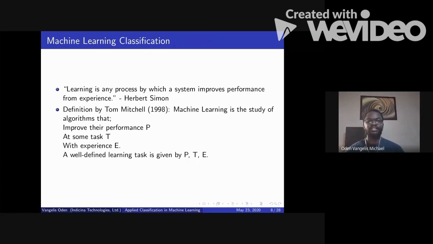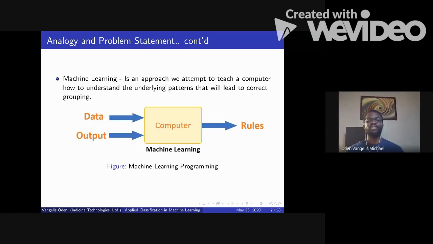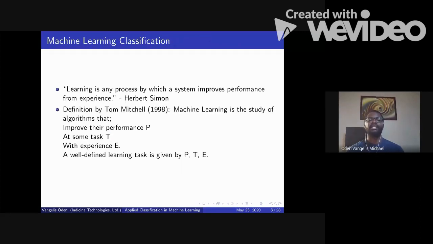So what is machine learning classification then? First of all, we need to understand what learning is before we can understand what machine learning classification is. Learning is any process, like I've explained, by which a system improves performance from experience. So I give a computer a lot of data and I tell it, learn the rules for which I have this data and I have this output, the output or the names of the data. And the computer learns that. And it now has to find a way of improving its learning experience from new data.